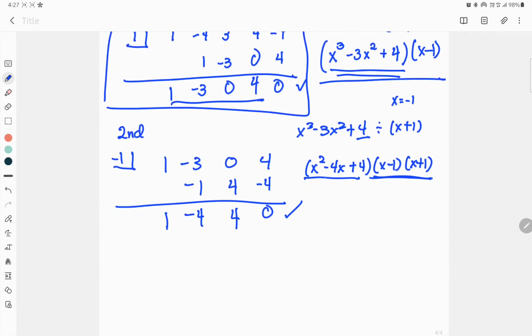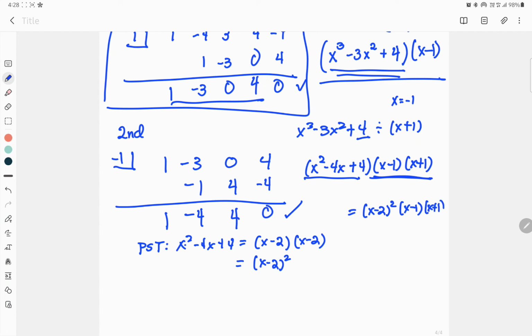Now, remember that this is a PST. PST stands for perfect square trinomial: x squared minus 4x plus 4. We can factor it as x minus 2 times x minus 2, or you could write that as the square of x minus 2. So therefore, the factors are the square of x minus 2, then x minus 1, and then x plus 1.